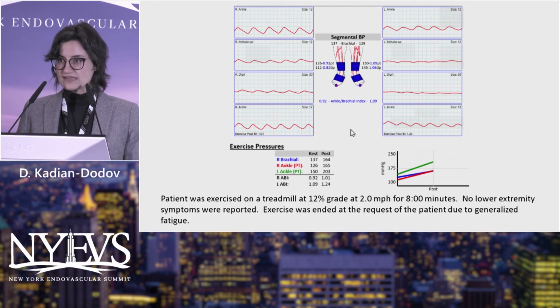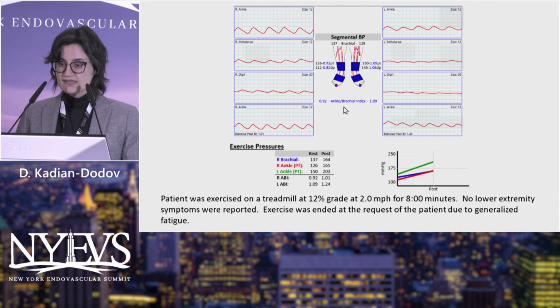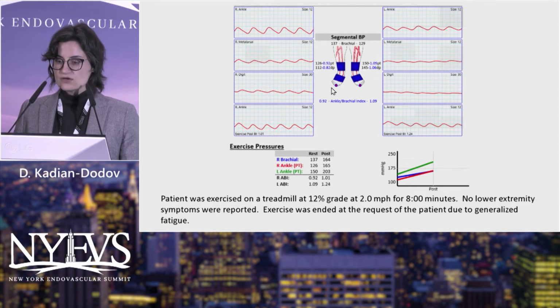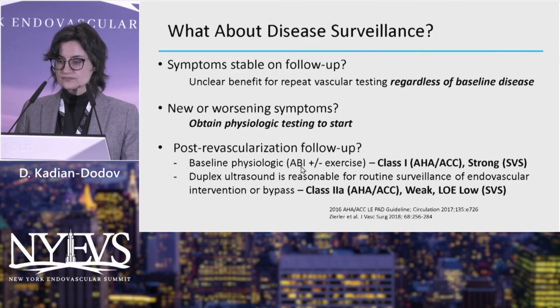So he underwent bilateral common iliac artery stenting. This is the post-ABI, which is now normal at rest, 0.92, 1.09. And with exercise, all of the pressures went up, and he didn't have any symptoms in the legs.